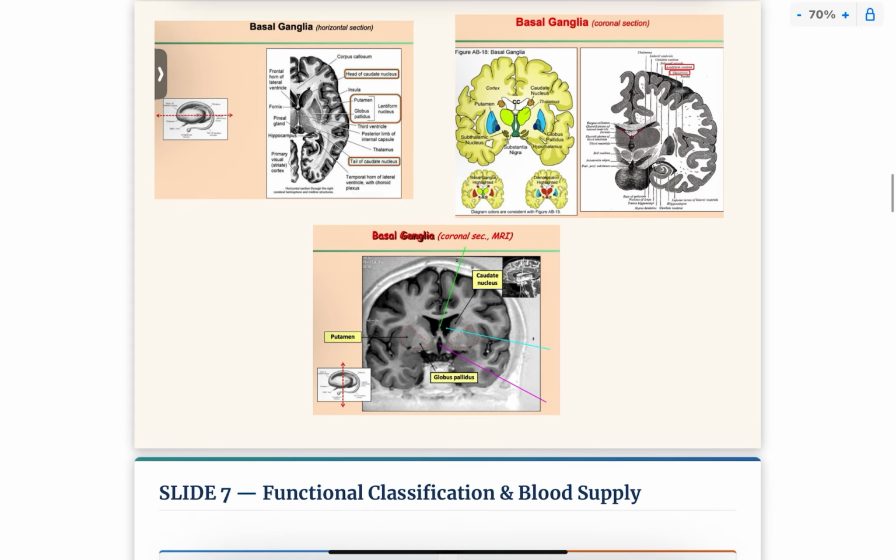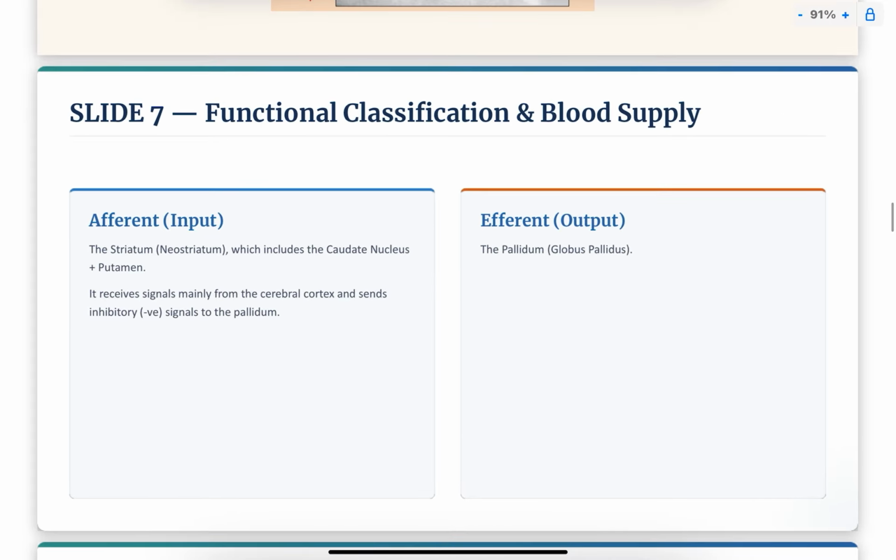Okay, now moving on, let's talk about the functional classification and the blood supply. There are two important terms here that we need to think of, afferent and efferent. Afferent means input, in. The afferent part of the basal ganglia is going to be the striatum, also called the neostriatum. And the striatum consists of what? It consists of the caudate nucleus plus the putamen.